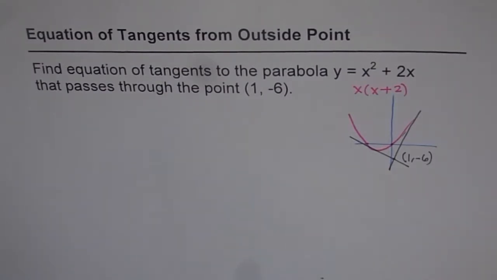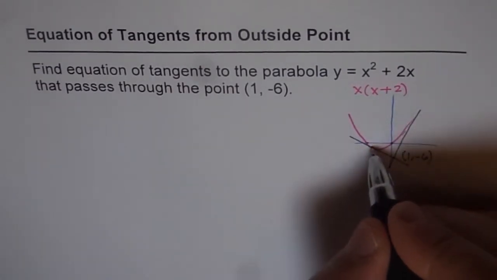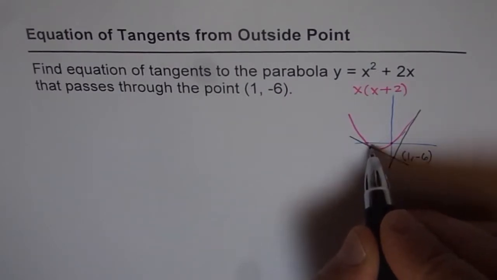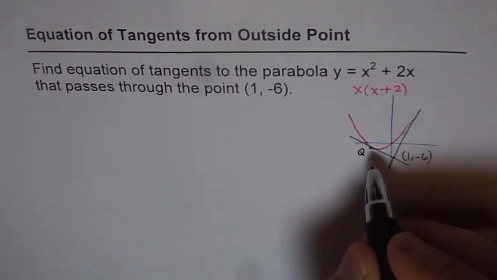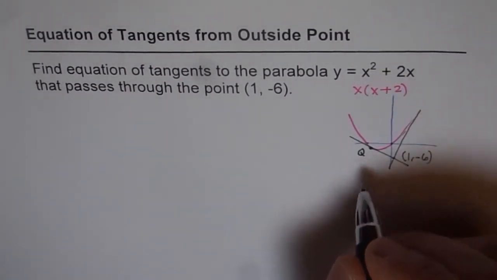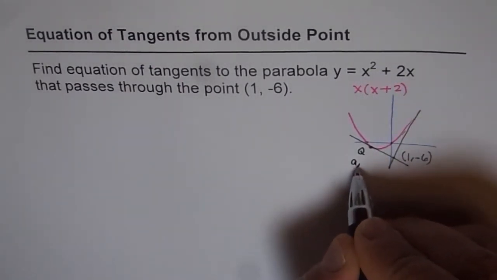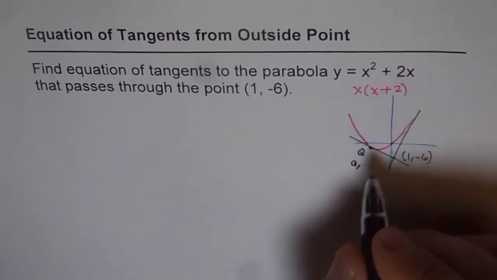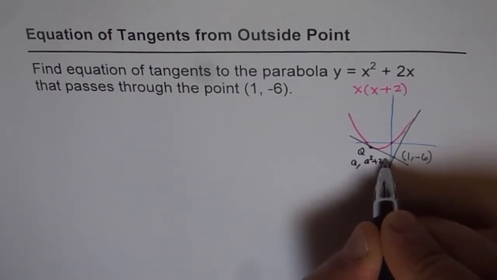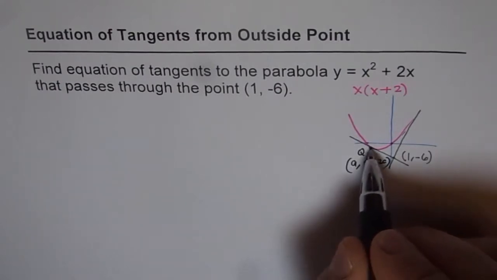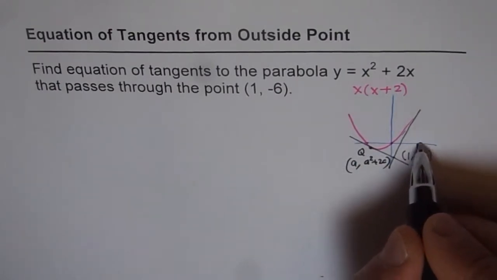Now, how to solve such problems? So one way is that, let's assume that this point at which this line is tangent is Q, and at this point the x value will be a general value, let it be a. So a is the value for x. If x is a, then y will be a squared plus 2a, right? A squared plus 2a. So that is going to be the coordinates at point Q, and this is the given point P to us.